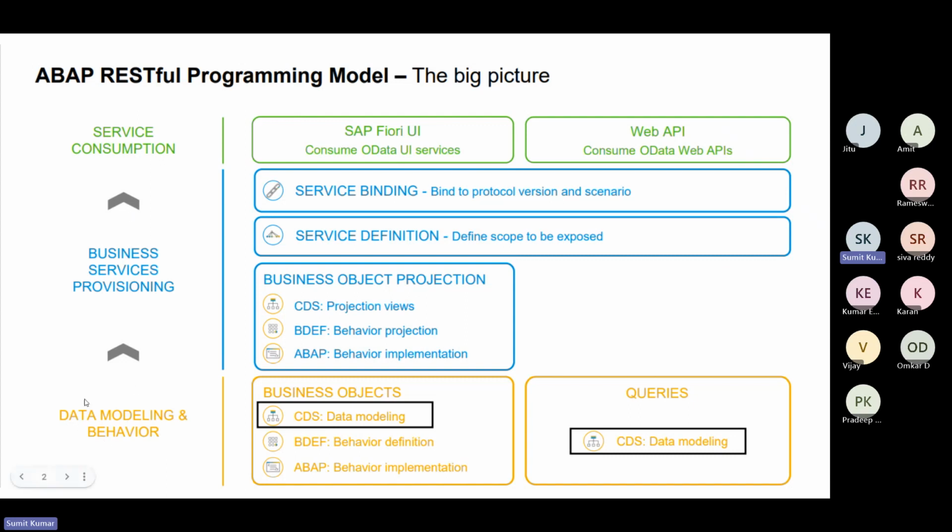So we'll go from bottom to top. Any application in RAP contains these building blocks: some sort of CDS data modeling, then some sort of behaviors and ABAP implementation. You can visualize the ABAP behavior implementation as some sort of ABAP class you would be implementing. Then you would ultimately have the things which are developed and defined.